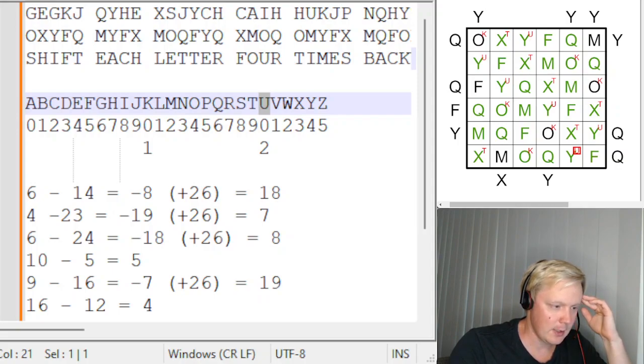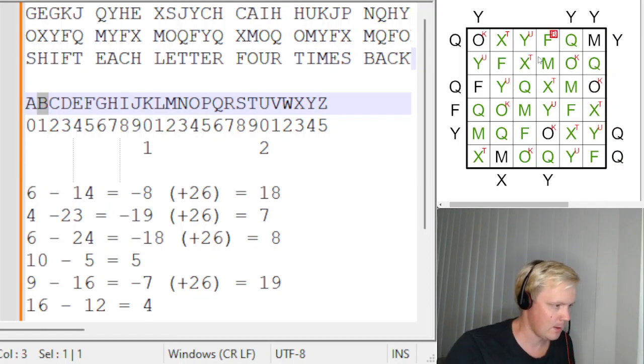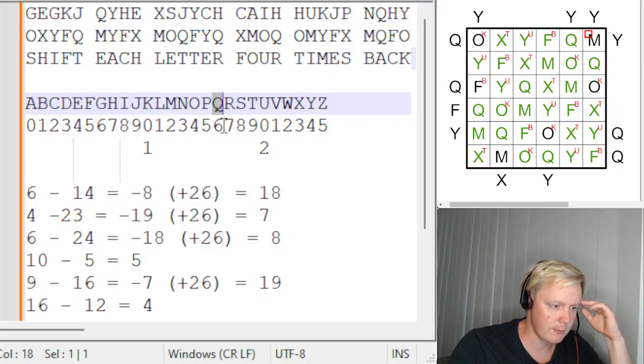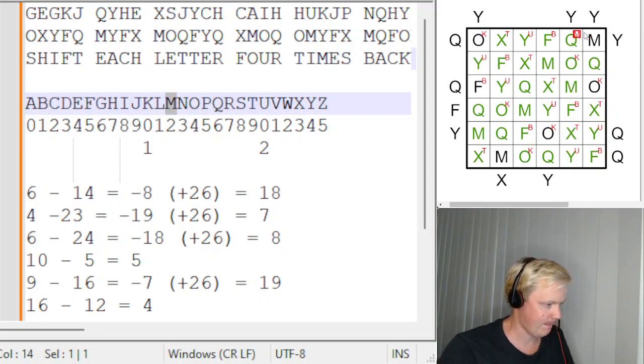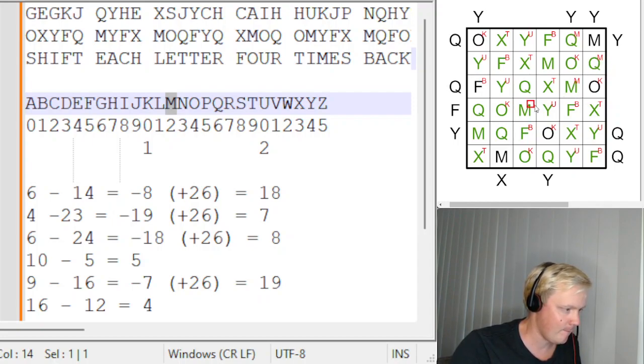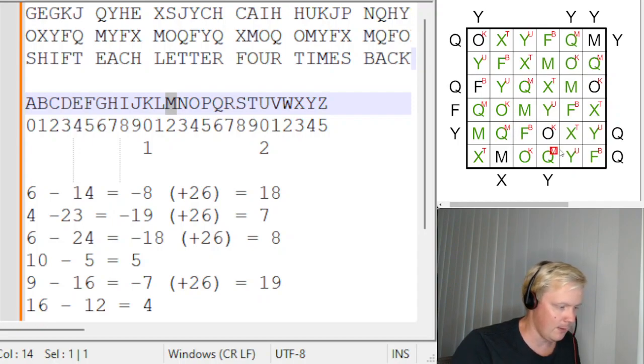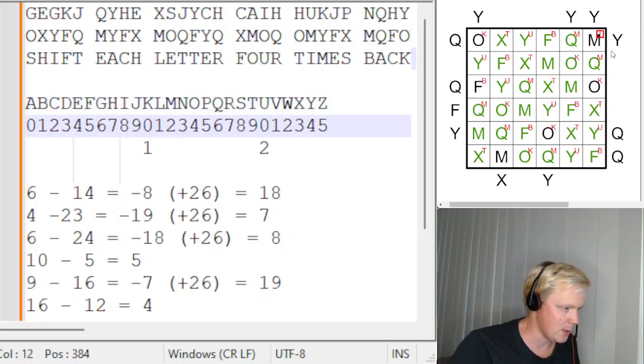Then we had F. F is number 5. 5 minus 4 is 1, so that's B. Then we had Q, and Q is 16. 16 minus 4 is 12, so that's the M here. Oops, now I marked the M's instead of the Q's. Let's just try again. This Q has to be the M. Okay, confused myself there. And then M is the last letter. So M, 12 minus 4 is 8. So M's are I's.